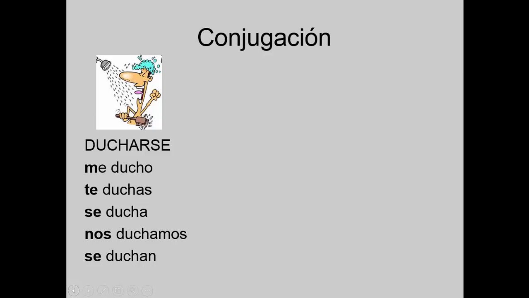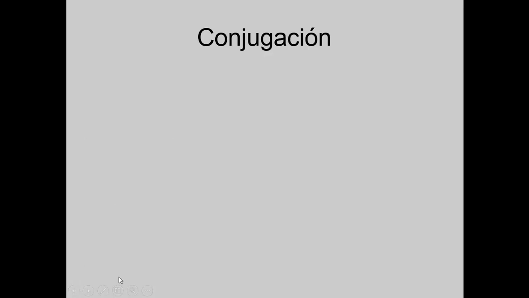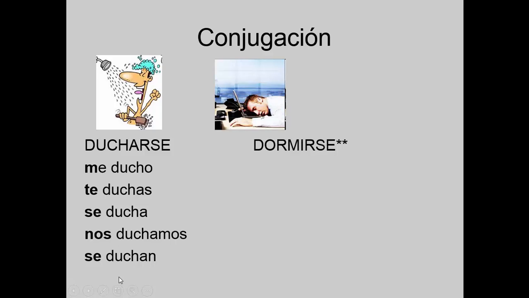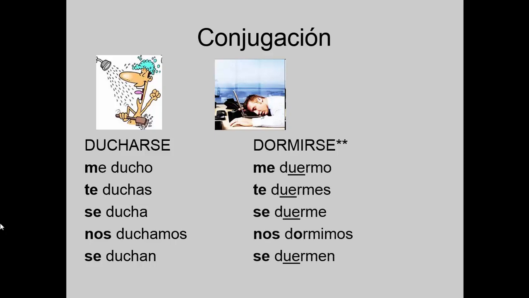So you should have already done that. Now we're going to focus on an IR verb. The IR verb that we're going to focus on is to go to sleep. So this one is dormirse, and its stem changes from O to UE in all forms except the nosotros form.